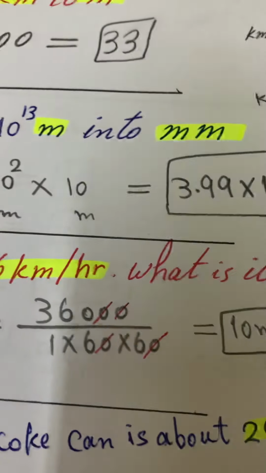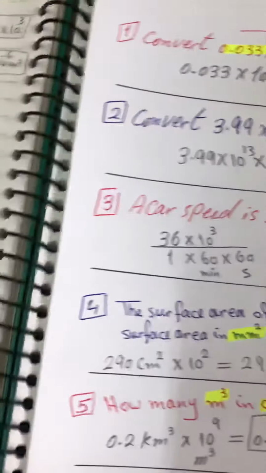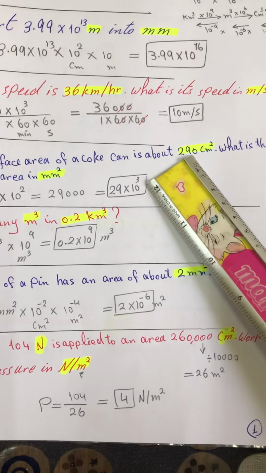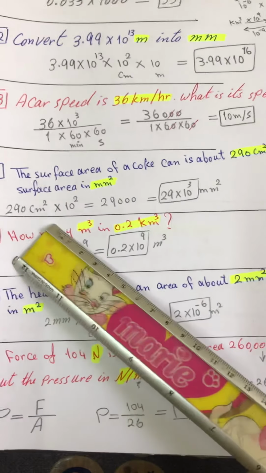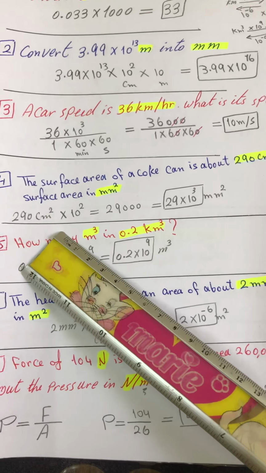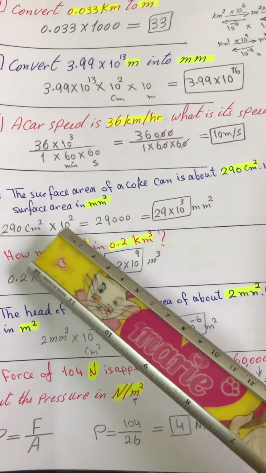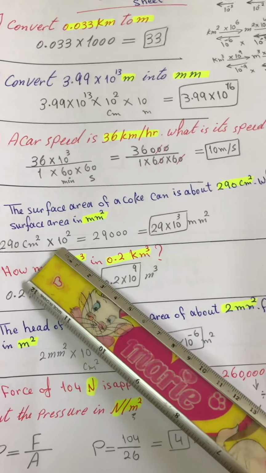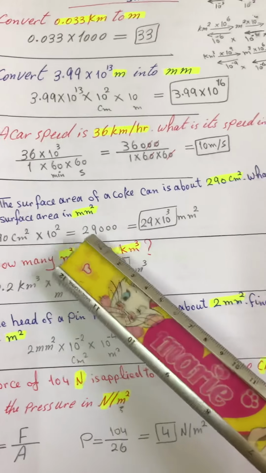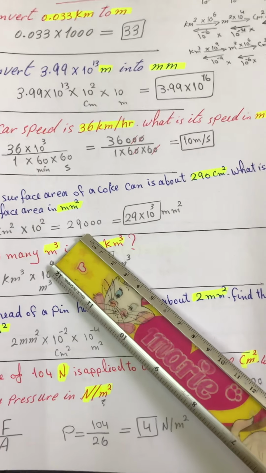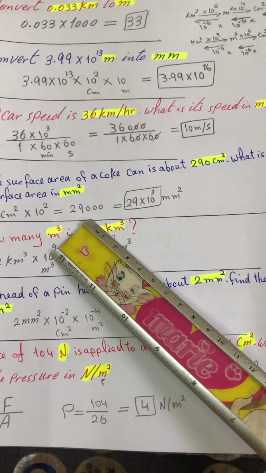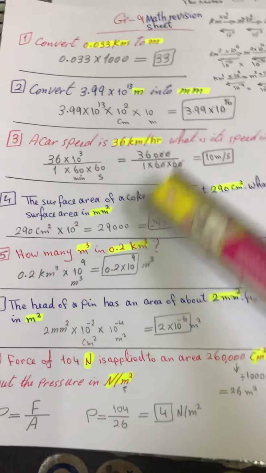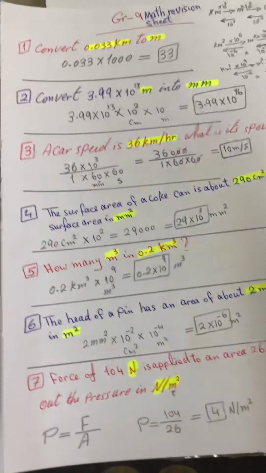So here in equation number 4, 290 centimeter square multiply by 100 times 100, or times 10 times 10, so multiply by 10 power 2, it will be 29,000 or 29 multiplied by 10 in the C3. I think easy problems.